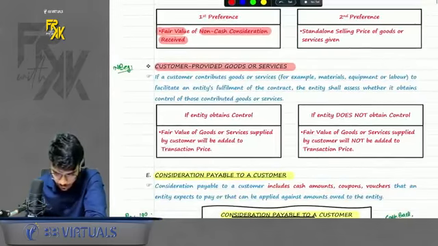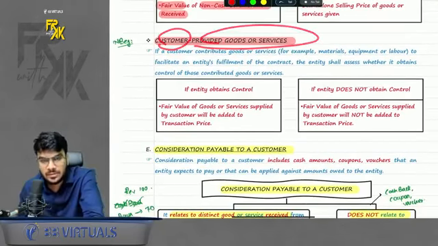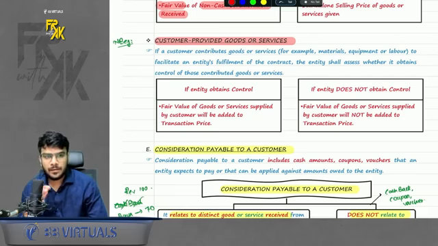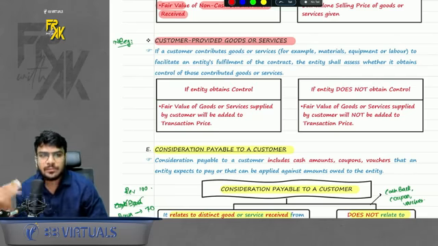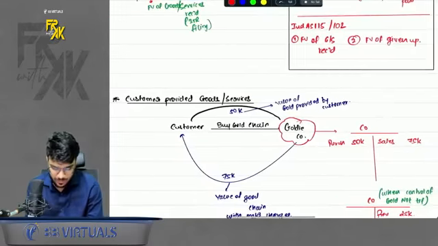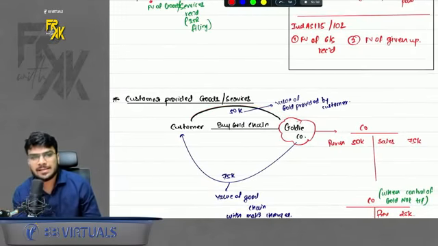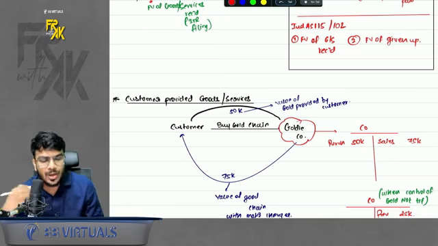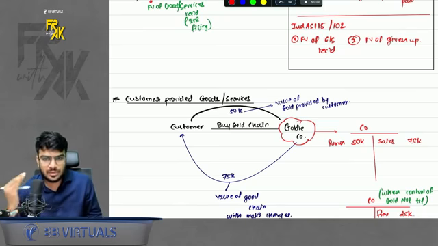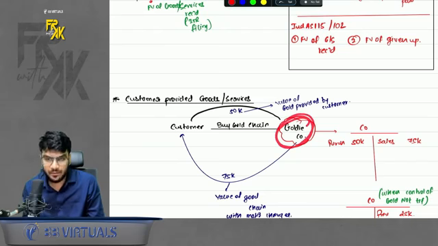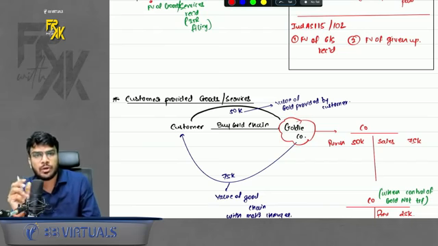Then the next point is customer provided goods or services. What is the meaning of this? Sometimes what happens is customer itself provides the raw material so that the company can give the services. For example, I have some gold. I deliver my gold to the company and ask the company to make a gold chain out of it. So I am providing the raw material, and the company is delivering the gold chain out of it. So here, how should this company book the revenue? Should the company book the revenue only for the making charges, or should it book the revenue on gross basis?